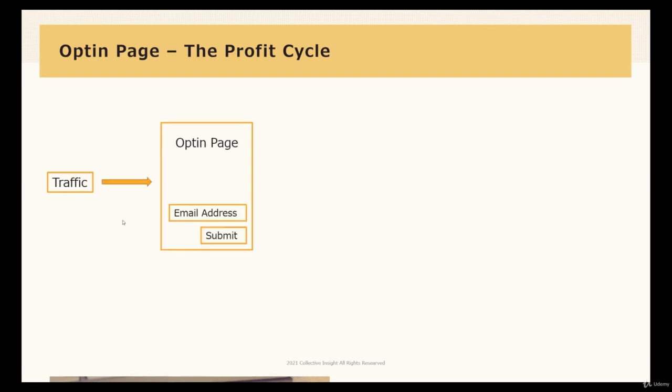So let's see the profit cycle here. First we have traffic. Very important. Everything starts from traffic. It can be Facebook traffic, YouTube traffic, your website traffic. It doesn't matter. And normally you will go to an opt-in page, like this, with the email address and the submit button.